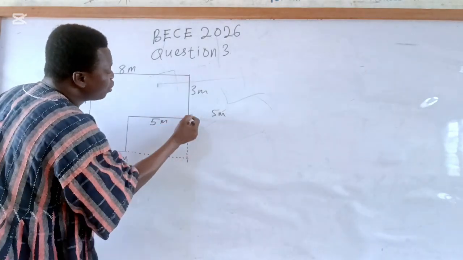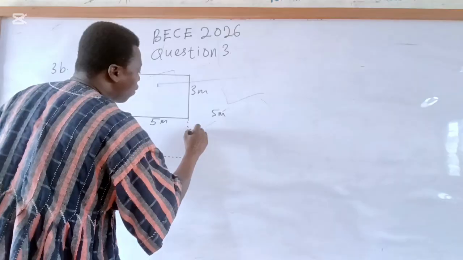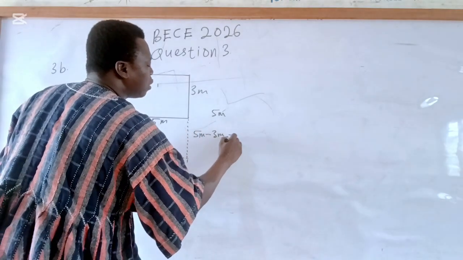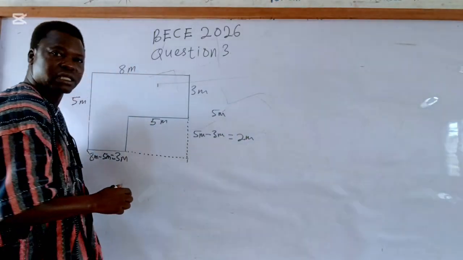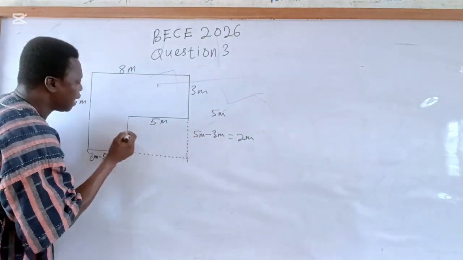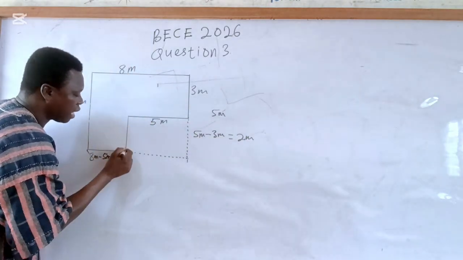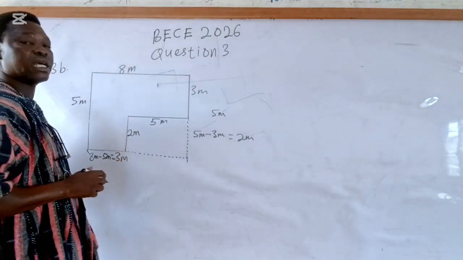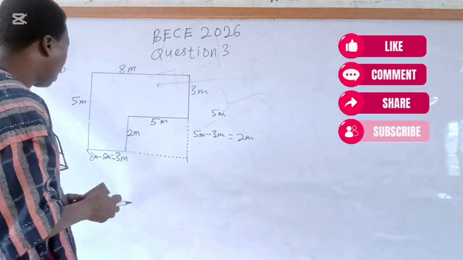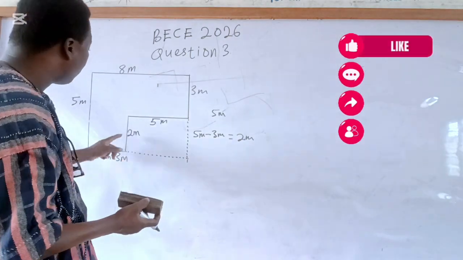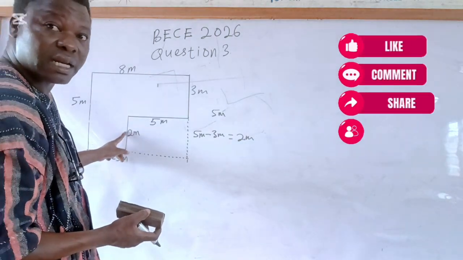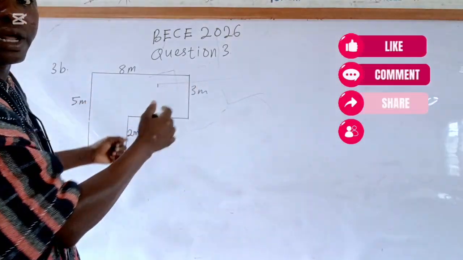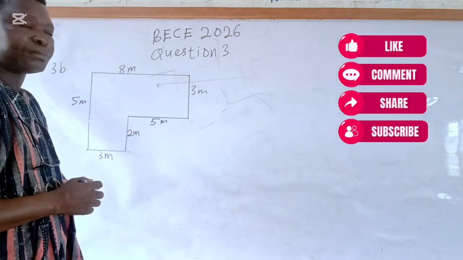The whole of here from here to here is 5 meters. And I know from here to here to be 3 meters. So therefore, 5 meters minus 3 meters will give me 2 meters. This line and this line are the same. Therefore, here becomes 2 meters. So I've been able to find the distance of this line and this line. Boom. I've drawn a new diagram. This is what I'm going to get.